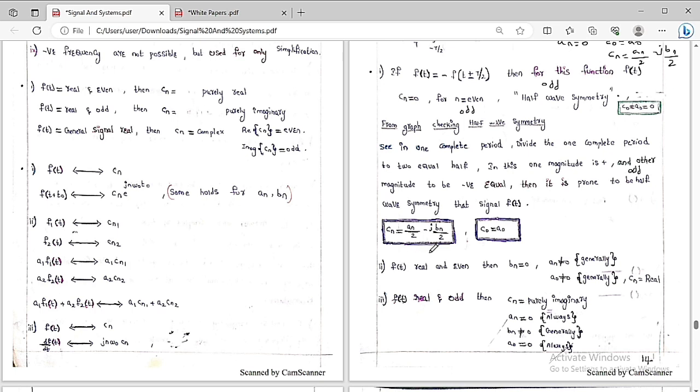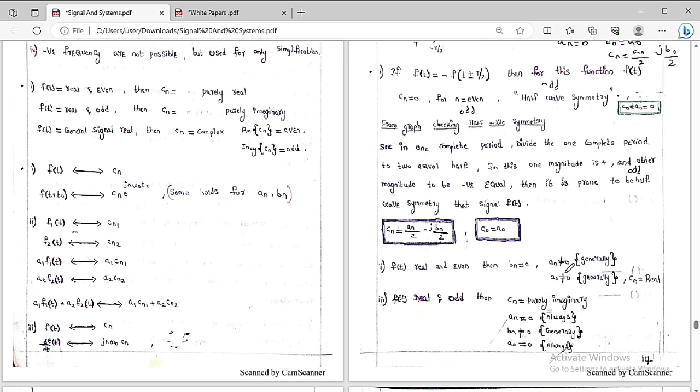So now with the help of this concept, we will move further. Suppose f of t is a real and even signal, then what is going to happen? I have already told you, if a signal is real and even, it means a0 is not equal to 0 and an is not equal to 0, but bn is equal to 0. Then what can we say?